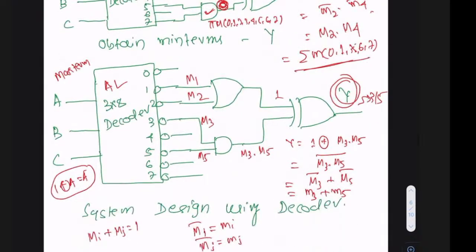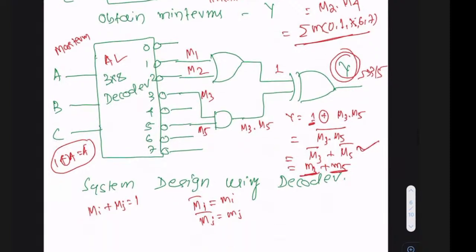So here also the same story. Here the OR gate output is 1, and this is max term 3 with max term 5. If it is an XOR gate, it works like an inverter if one of the inputs is 1. So it is the complement of max term 3 and max term 5, which is max term 3 complement OR max term 5 complement. Max term 3 complement is min term 3, max term 5 complement is min term 5. So the min terms are 3 and 5, and all those missing indices become max terms.